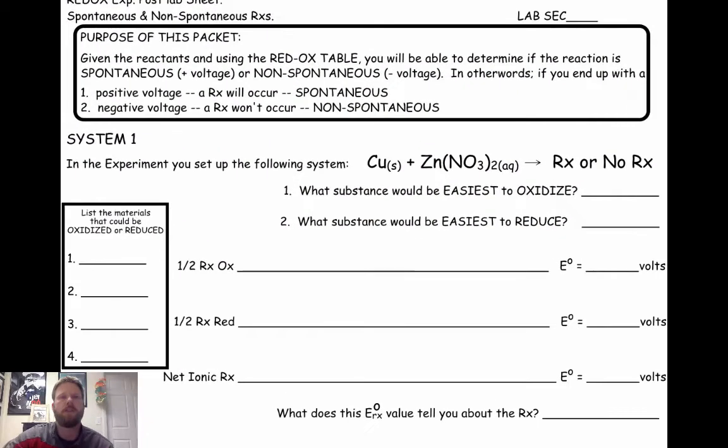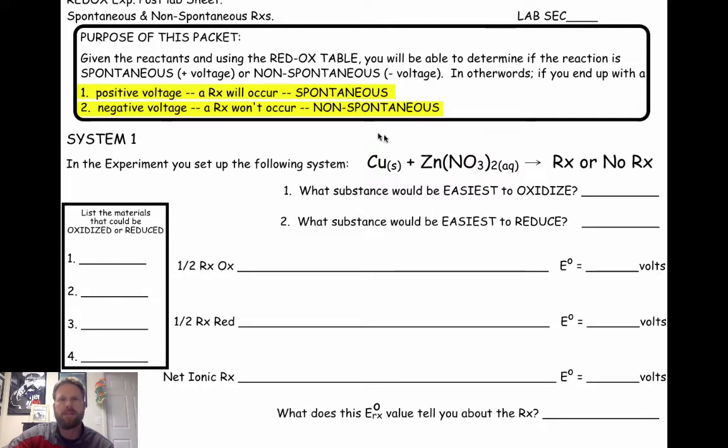The purpose of the Redox experiment post-lab sheet is to help you learn to use your Redox table to determine if a reaction occurs or not. If a reaction occurs, it's said to be spontaneous, and using our Redox table, we'll get a positive voltage for that reaction. A reaction that does not occur will get a negative voltage, and it's said to be non-spontaneous.